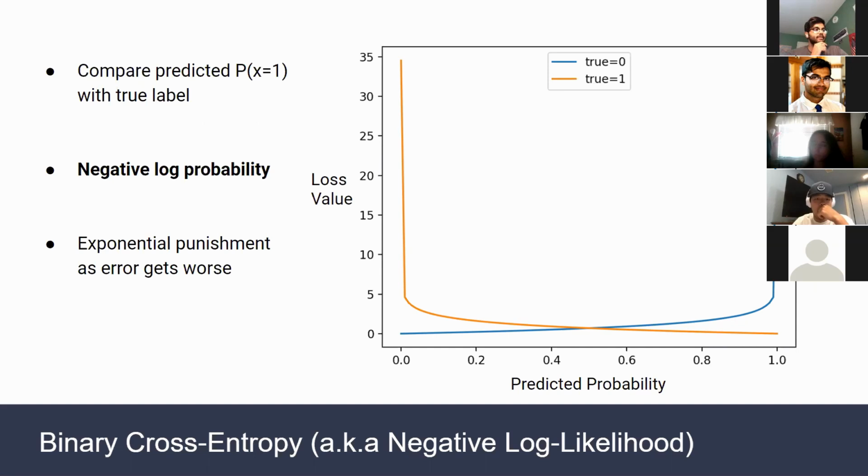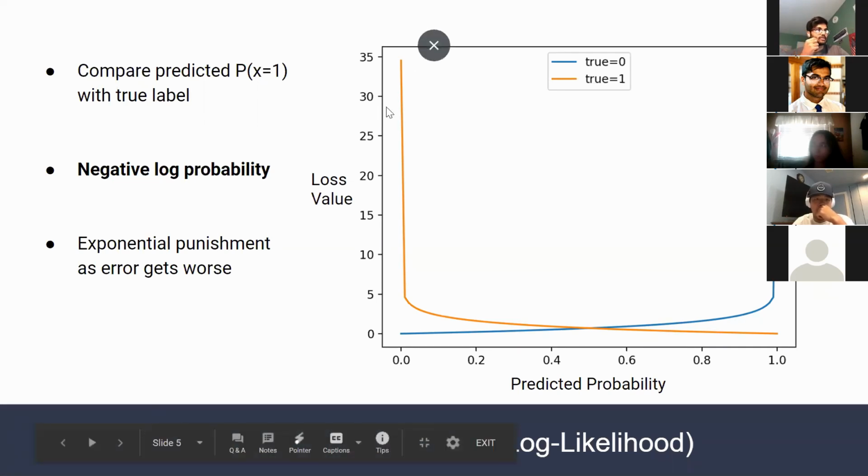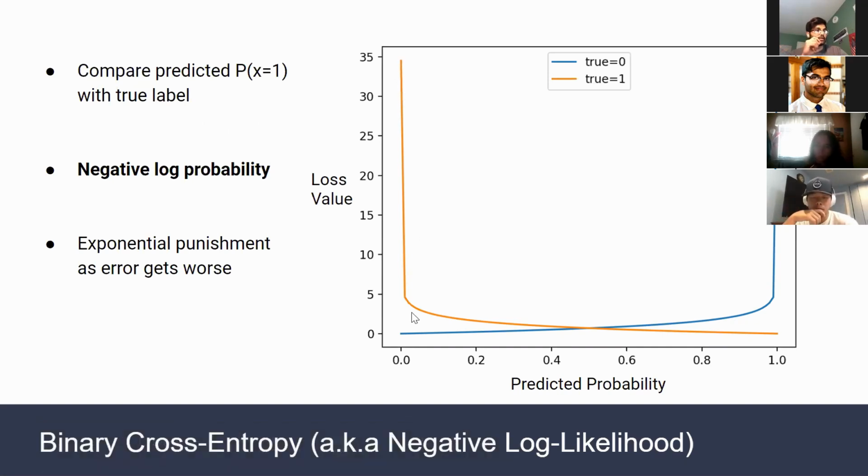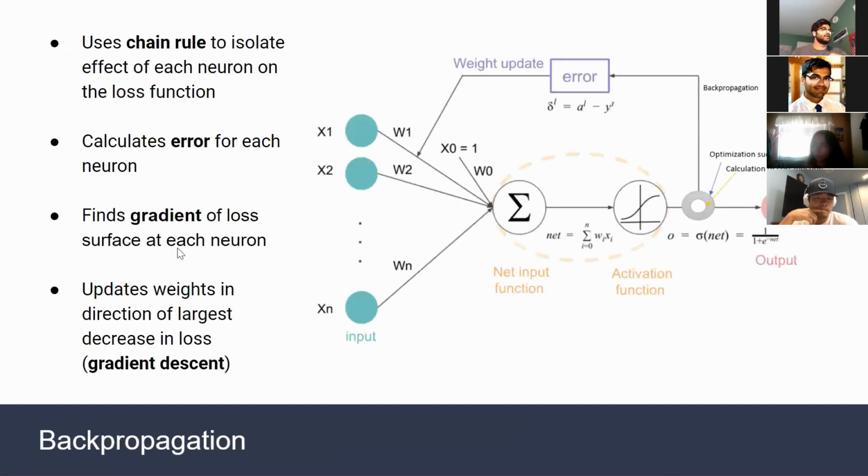And you see the benefit of this is that you exponentially penalize wrong answers. So this is showing if the true answer was 1 and you guessed that it was 1 with a super, super low probability, the lower the probability, the more that you're going to be penalized for it. So that's binary cross entropy.